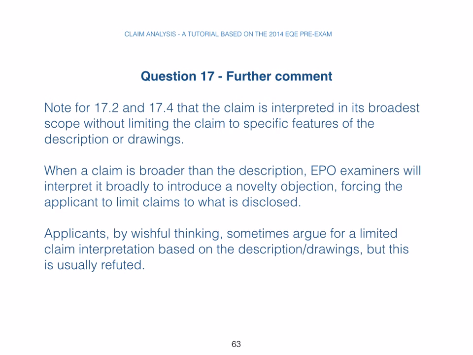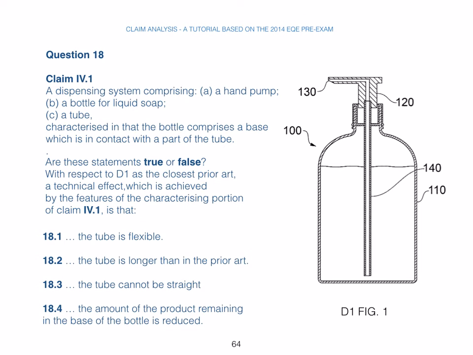Let's go to question 18. Question 18 concerns technical effects. It's about claim 4.1 that we've seen, and it's about the characterizing portion of claim 4.1, which is that the bottle comprises a base which is in contact with a part of the tube. And the statements that we have to ascertain whether they are true or false are as follows.